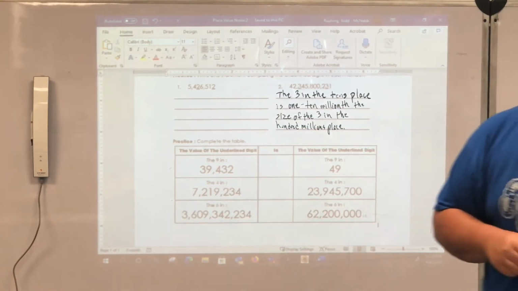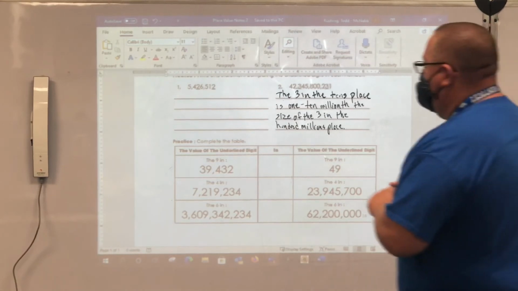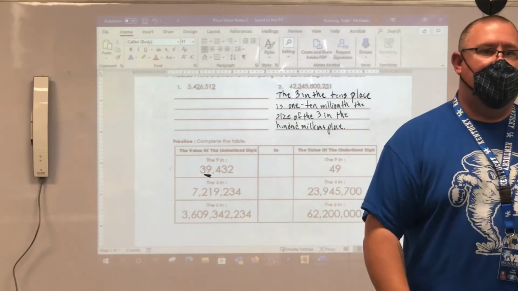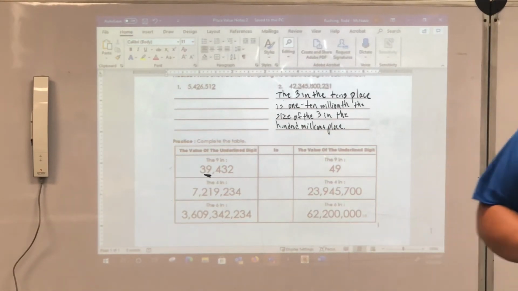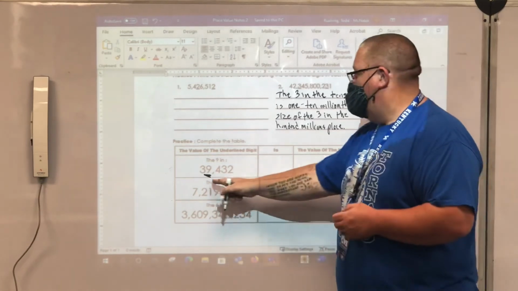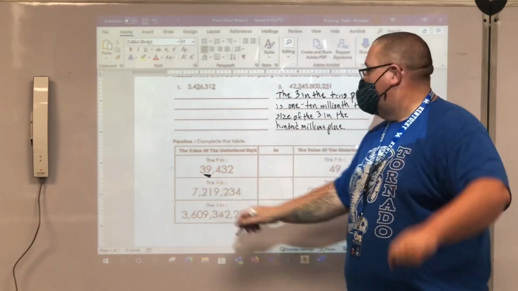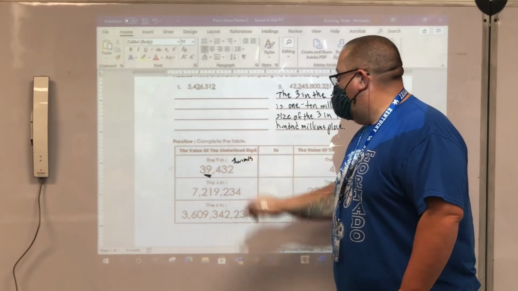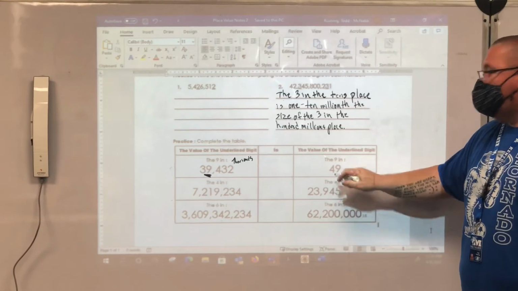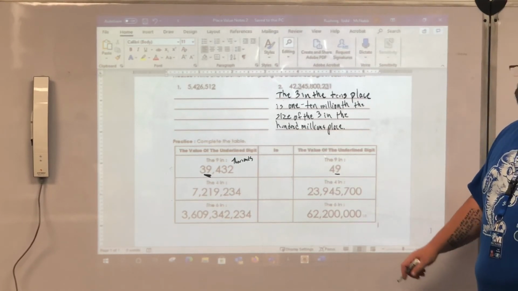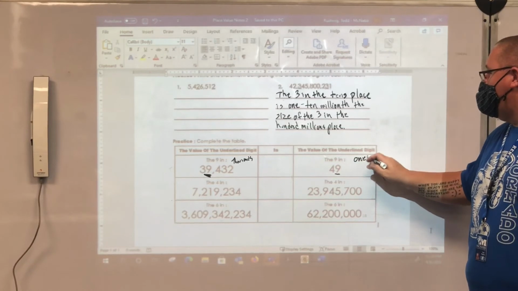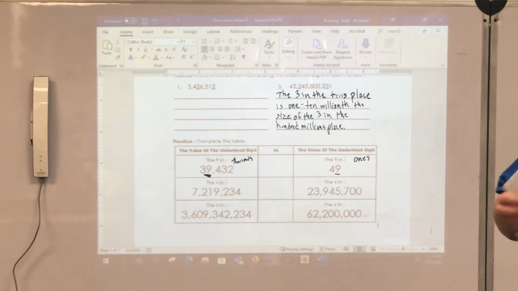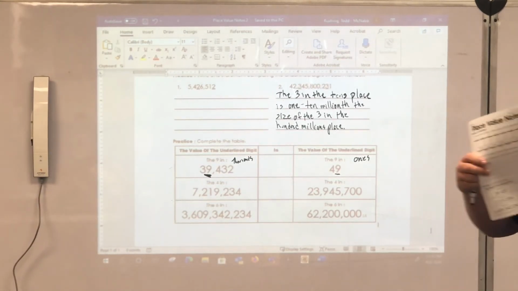So here's my first question. In the first number, what place value is this underlined 9 in? Thousands. Okay, it's in the thousands place, so I'm just going to put thousands here. And what place value is the 9 in our second number? Ones. Okay? So think about this for a minute. Think about where the thousands place is compared to the ones place.